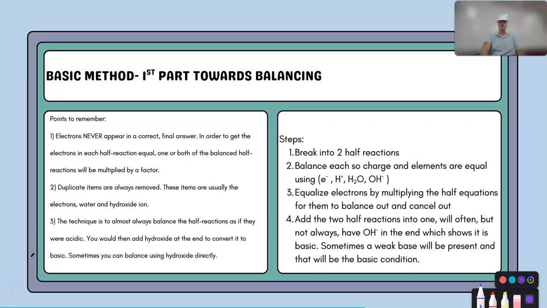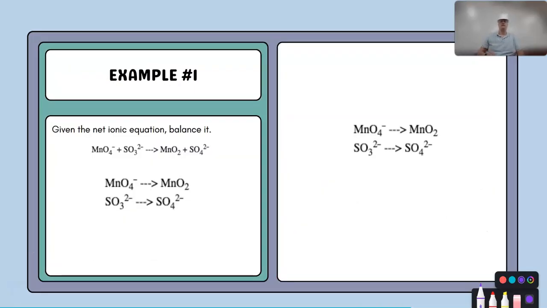So again, breaking into the two half reactions, balance each so those charges are equal, equalize those equations, add the two together, and then you'll often have hydroxide in the end that shows it as basic. Sometimes a weak base will be present, and that will be your basic condition. So let's take a look at our first example. So we've got this here. If you're directed to identify and do this basic, we'll start off with that.